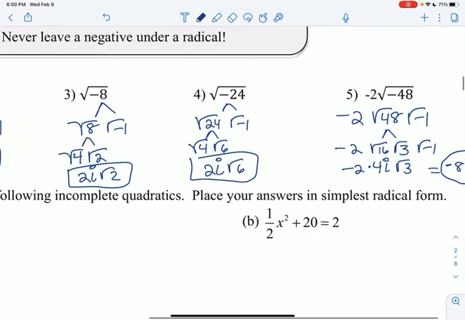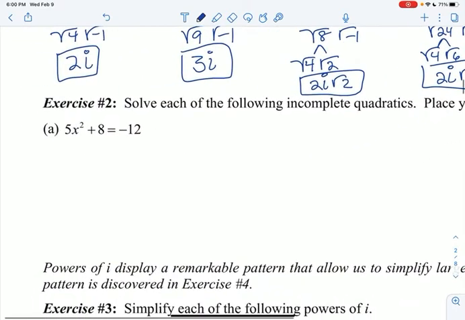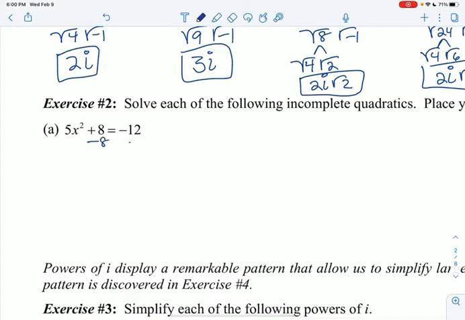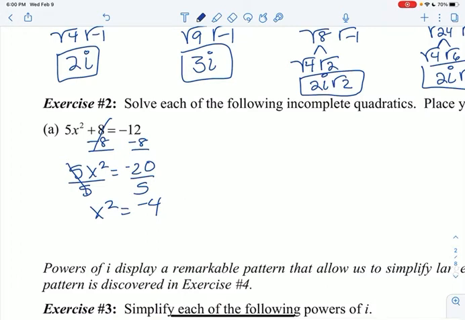Okay? Let's solve some quadratics. So whenever I'm solving, I want to get x by itself. So I'm going to get rid of the 8 by subtracting 8. All right, and I have 5x squared equals negative 20. Again, I'm trying to get x by itself, so I'm going to divide by 5 to get rid of that 5. Negative 20 divided by 5 is negative 4.